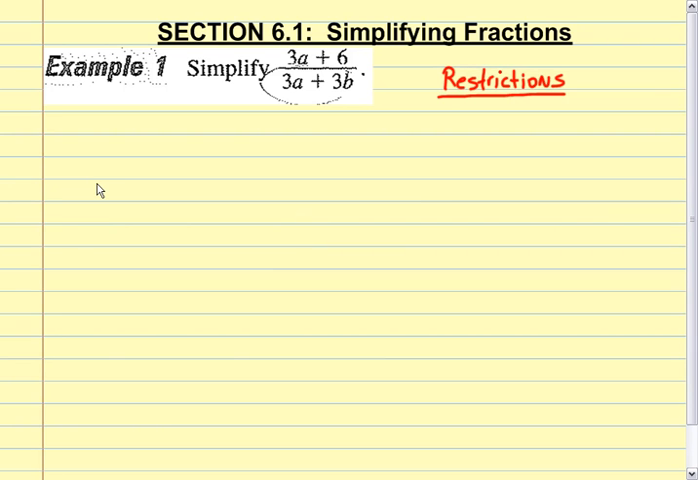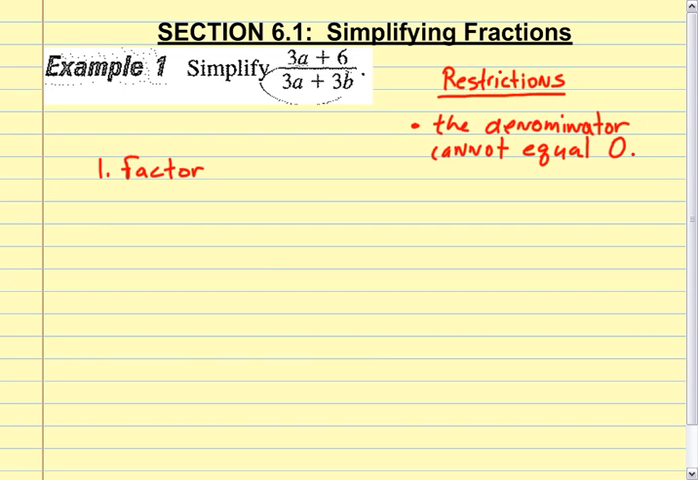What does that mean? Well, first, the denominator cannot equal what? 0. Okay? The denominator cannot equal 0. Okay. Now, let's do this. The first thing we're going to do is we're going to factor.